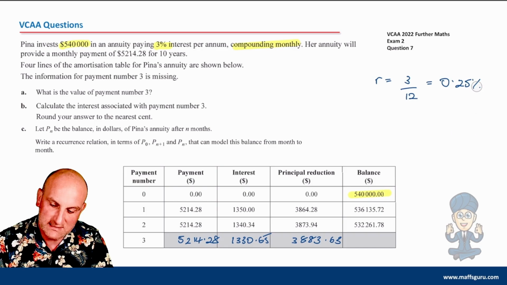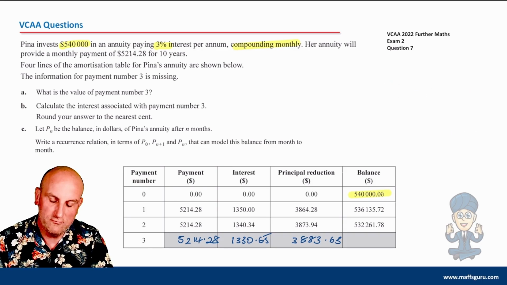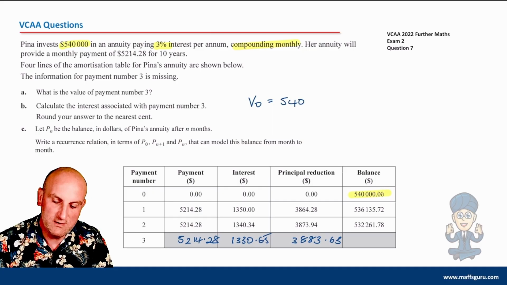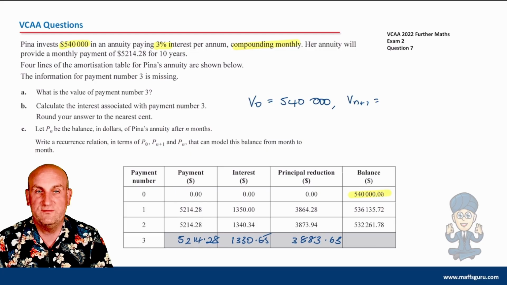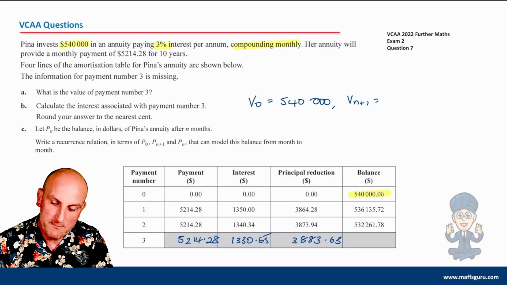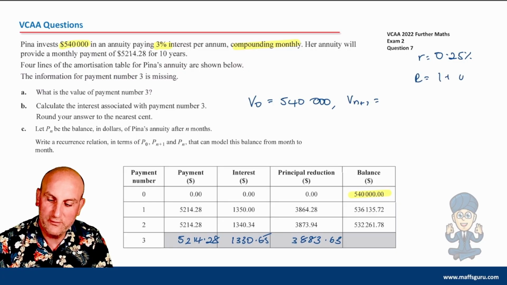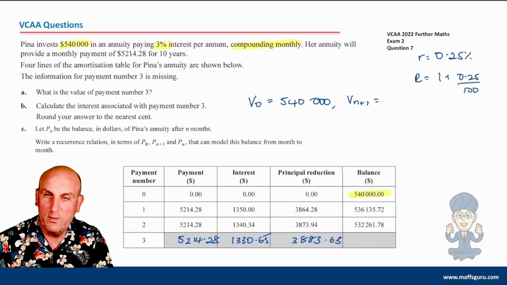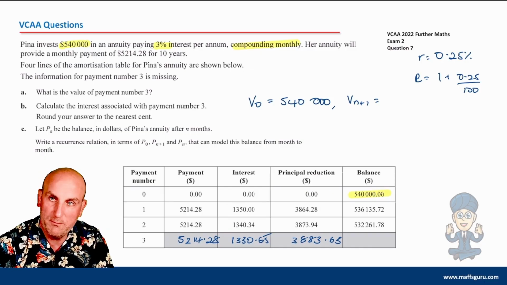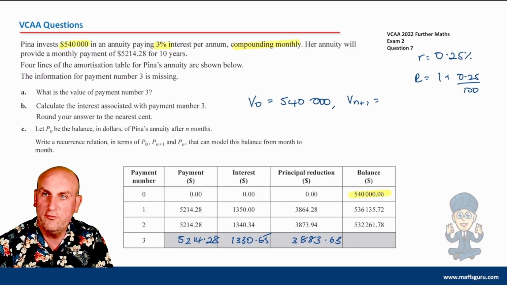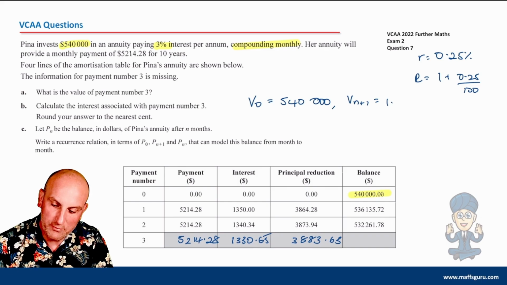Okay, well, let's delete these lines here because we know how to do a recurrence relation. So we've got V0 is equal to 540,000, comma, V of n plus 1 equals. Now, what's my rate of interest? Well, if you remember, my monthly interest was 0.25%. That is my little value of R. So my big R is going to be 1 plus 0.25 divided by 100. Again, put that into my calculator. 1 plus 0.25 divided by 100 gives me my multiplier of 1.0025 V of n.